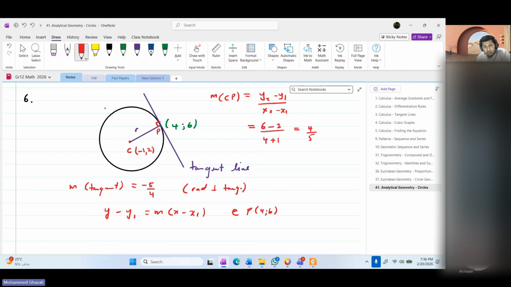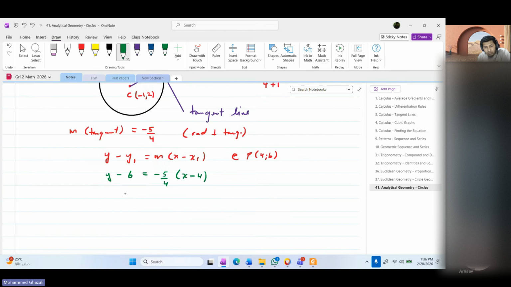Remember, this was a question with all this information. Now, y minus y1, what's y1? Y1 is, you have to take the point of contact here, which is 6. And this is minus 5 over 4 into x minus 4.